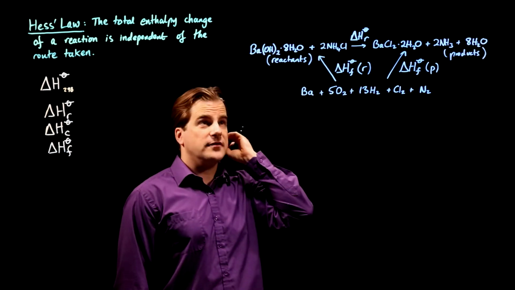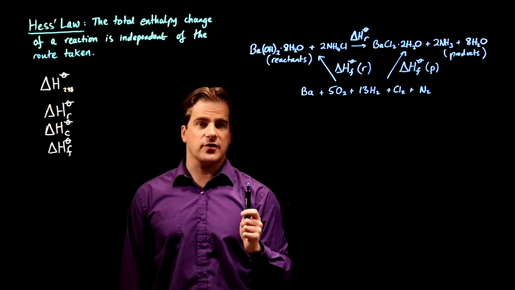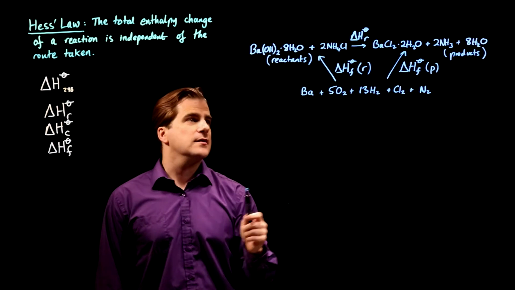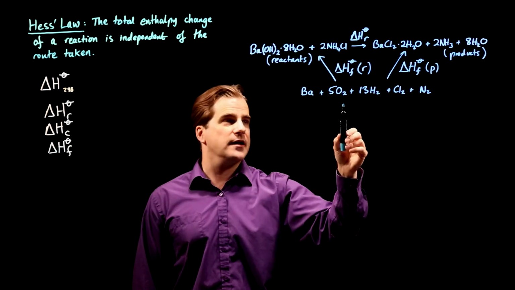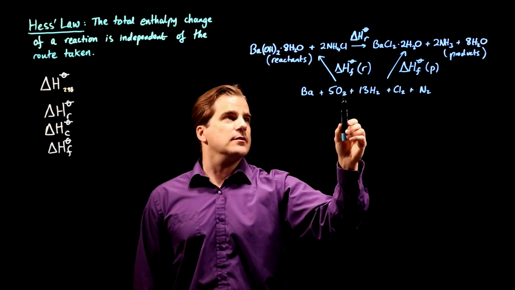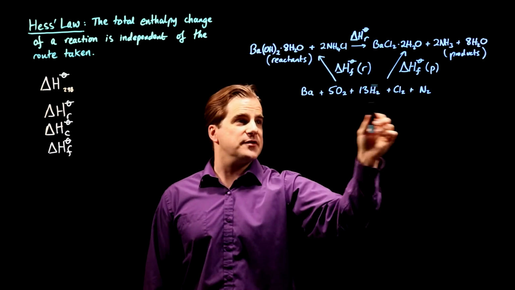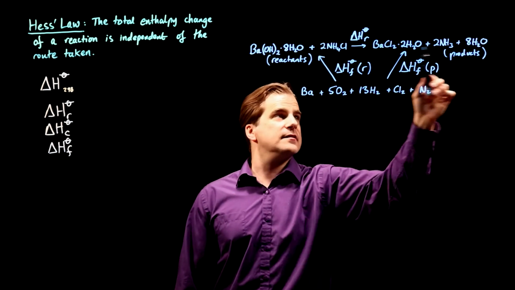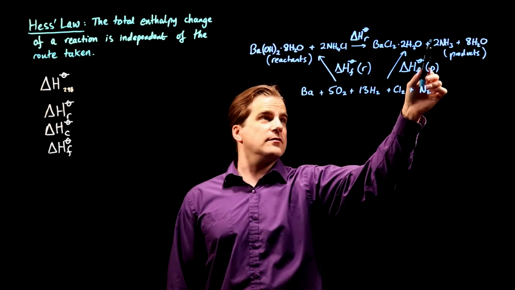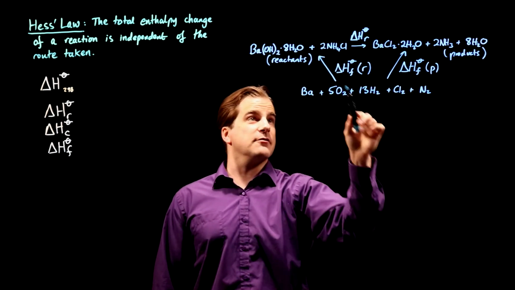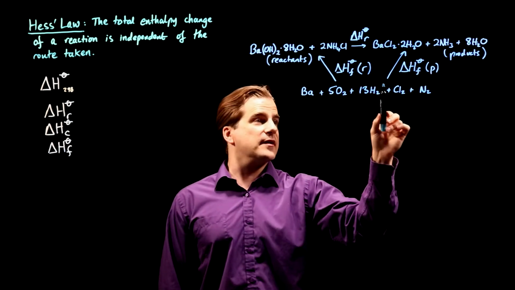Okay? Now, this is where Hess's law comes in. The total enthalpy change of a reaction is independent of the route taken. So, that means the enthalpy change, if we started here and made these products by first making these and then reacting in that direction, so there and then there, that enthalpy change is exactly the same, according to Hess's law, as going directly from here to here.